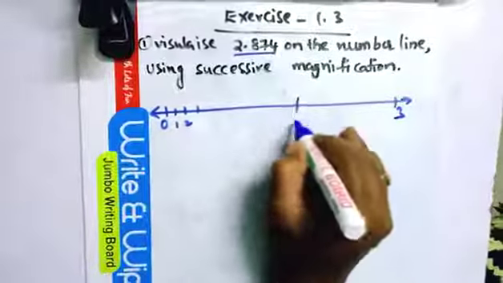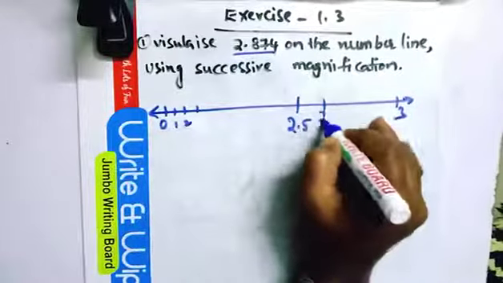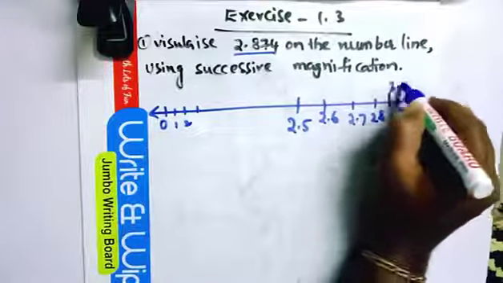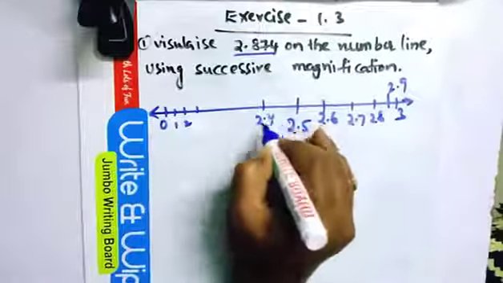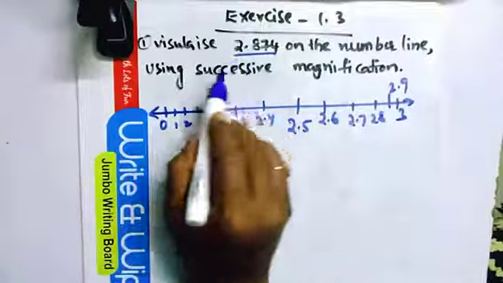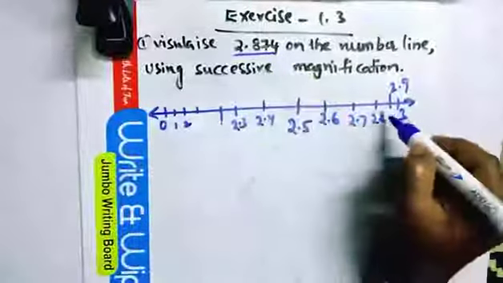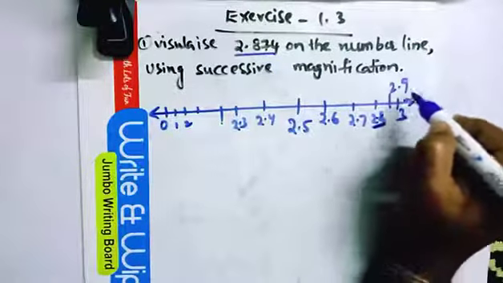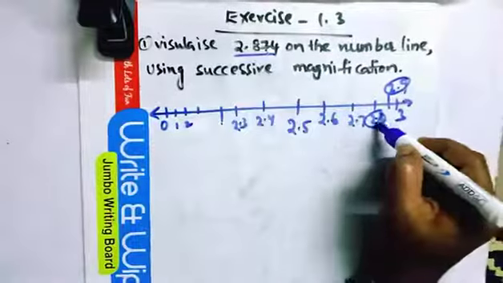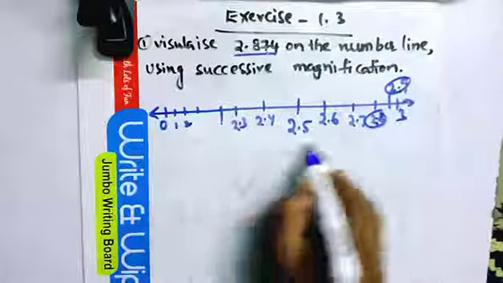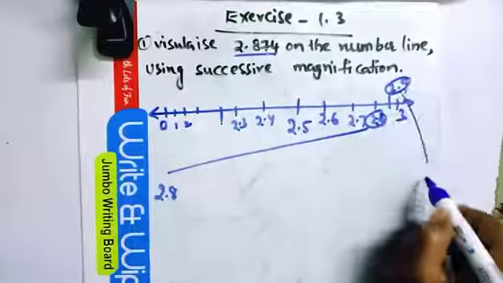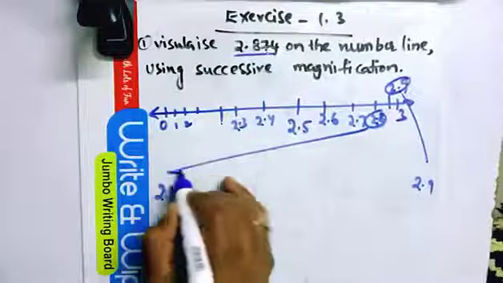So this is 2.5, 2.6, 2.7, 2.8, 2.9. This is 2.4, 2.3, something like this. Here I have 2.8, so this is 2.8 and 2.9. The next number is 7, so this 7 is coming between 2.8 and 2.9. So expand: this is 2.8 and this is 2.9.